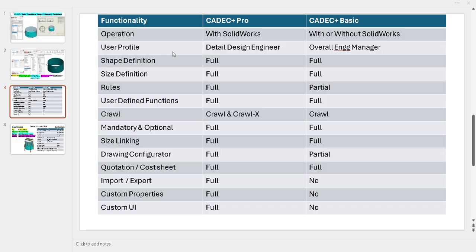All the required functionalities are there in CADEC Basic. Some of the advanced rules, which are productivity functionality, are not there in Basic. Similarly, crawl X, which is also a productivity functionality, is not there in CADEC Basic. Some of the advanced drawing configurator functionality is also partially present in CADEC Basic. Then some of the productivity tools like import, export, custom properties, custom UI are also not provided in CADEC Basic. Rest all is available in CADEC Basic.